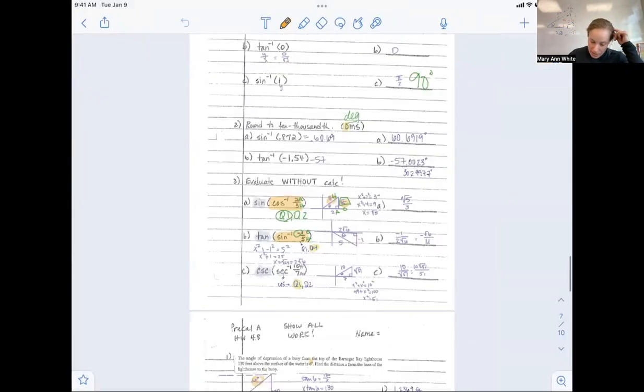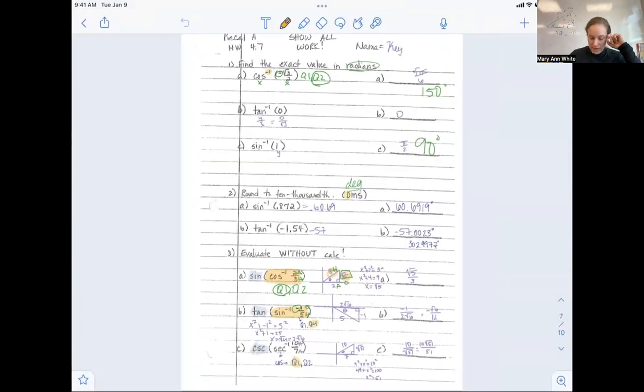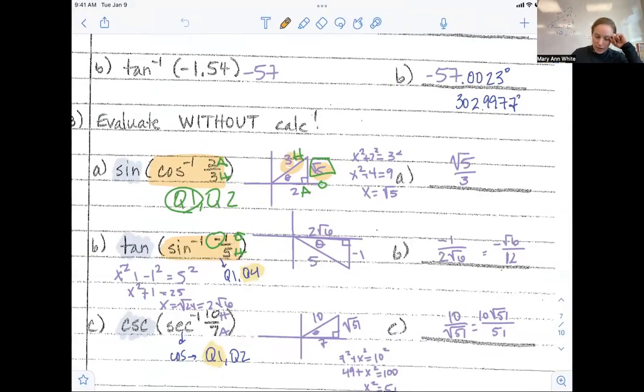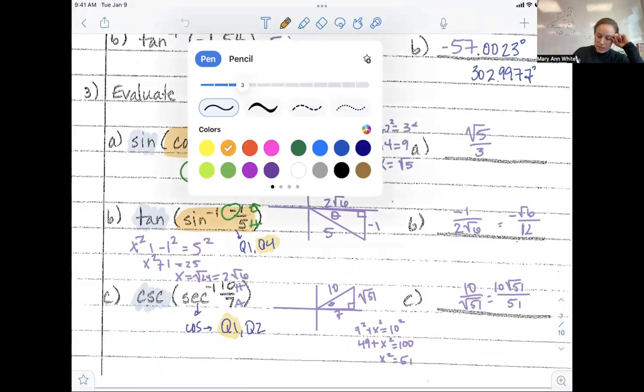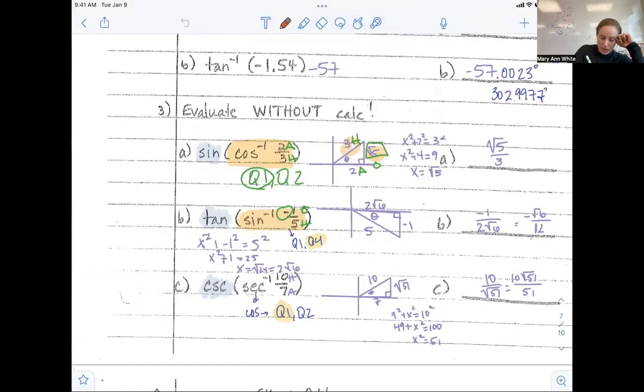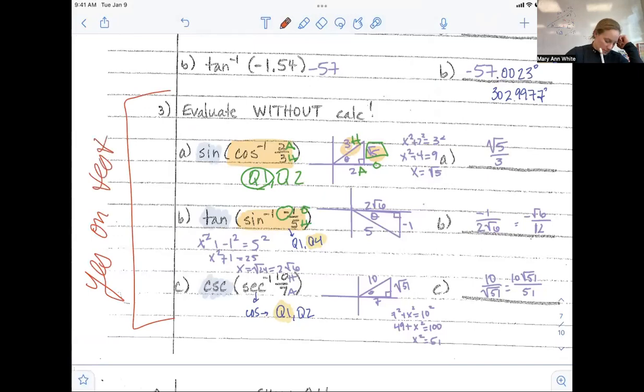If you go back to 4.7, number 3 on your homework, this is fair game for your test. These types of problems are on the test. Yes, on test. Okay. I would go back to your homework and redo those or relook at those. And I would go back to your notes and look at those too. I'm not going to specifically do any of these today because I'm going to try and do the word problems in my last 20 minutes or so of this.